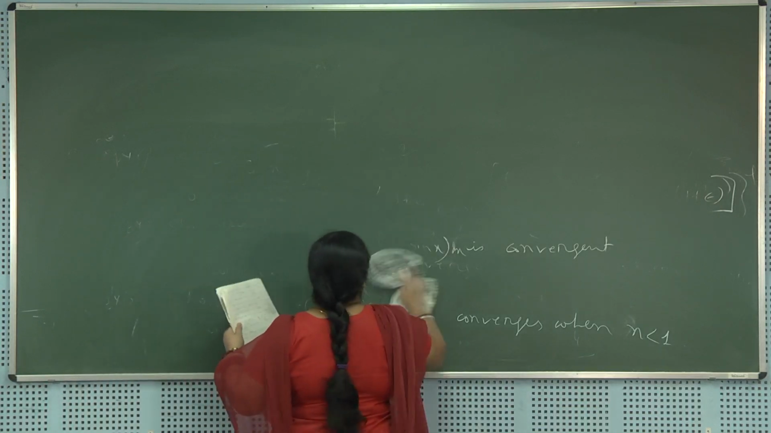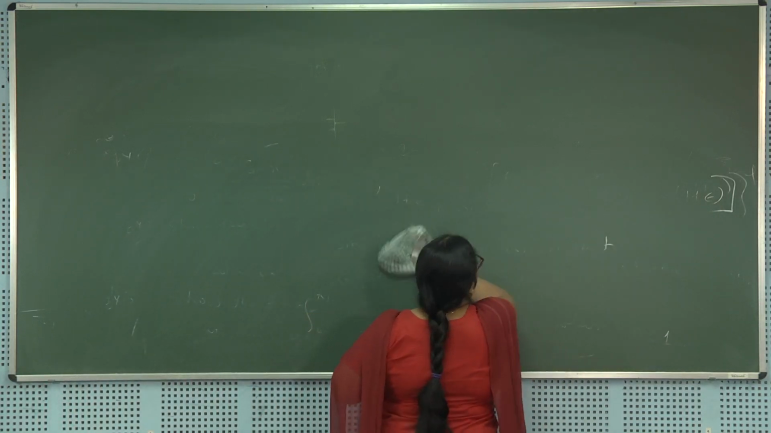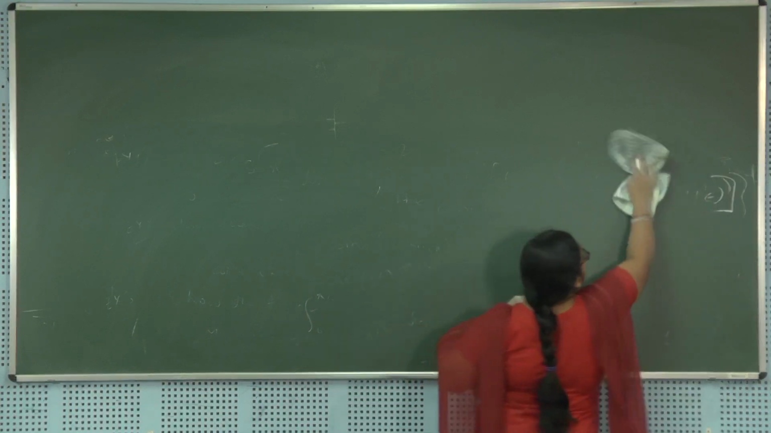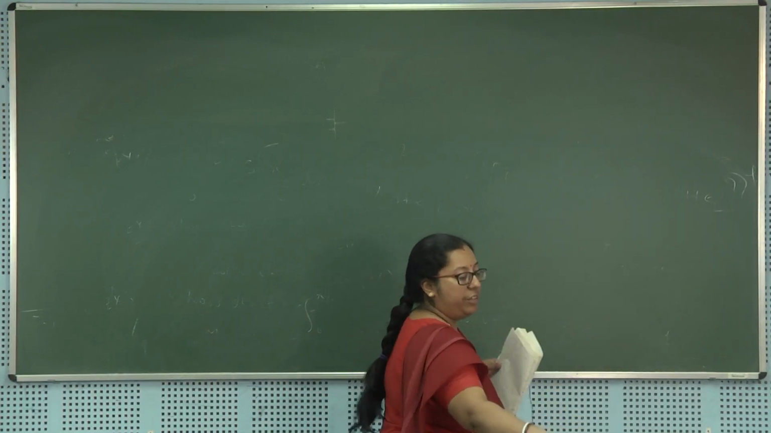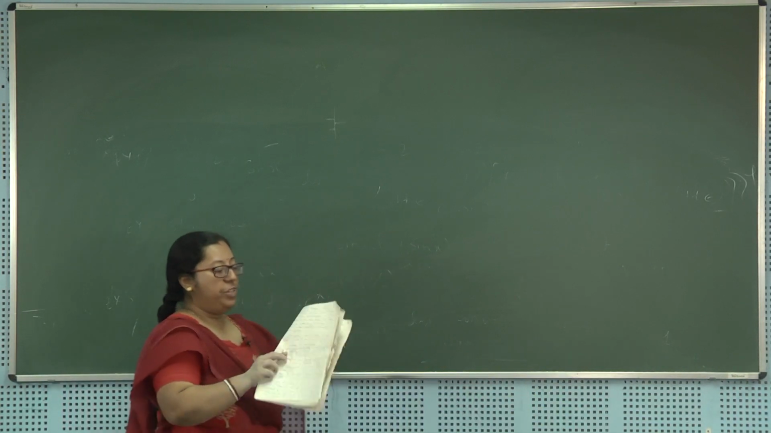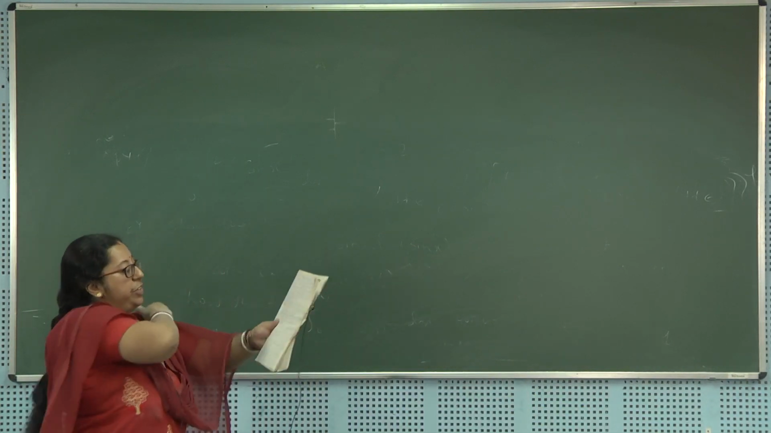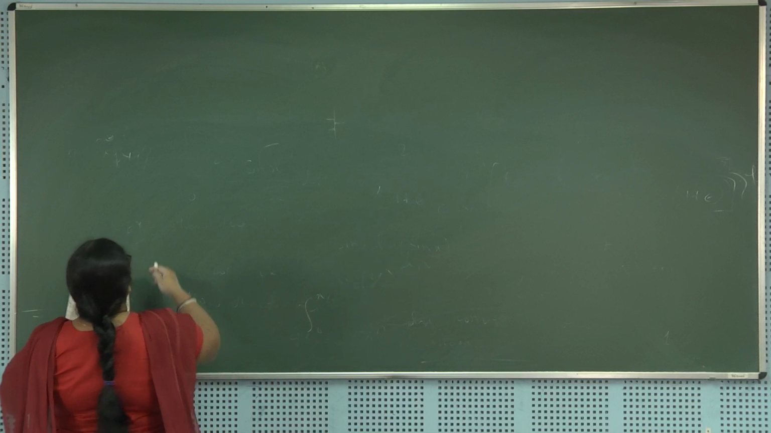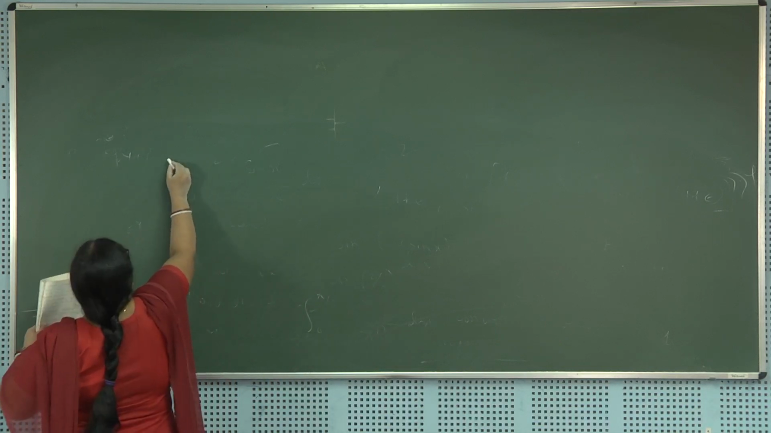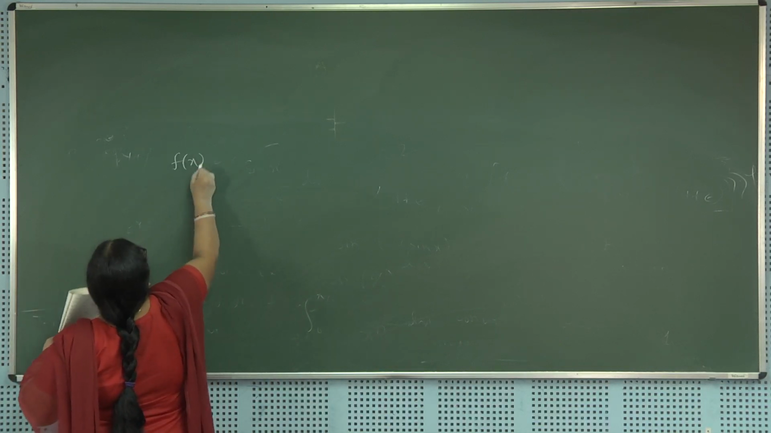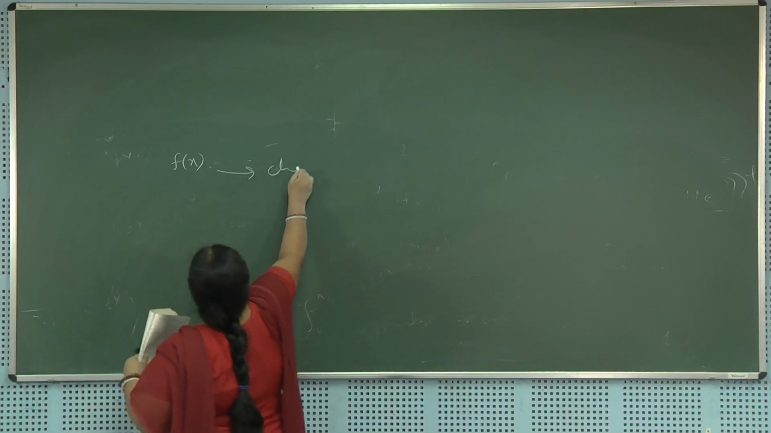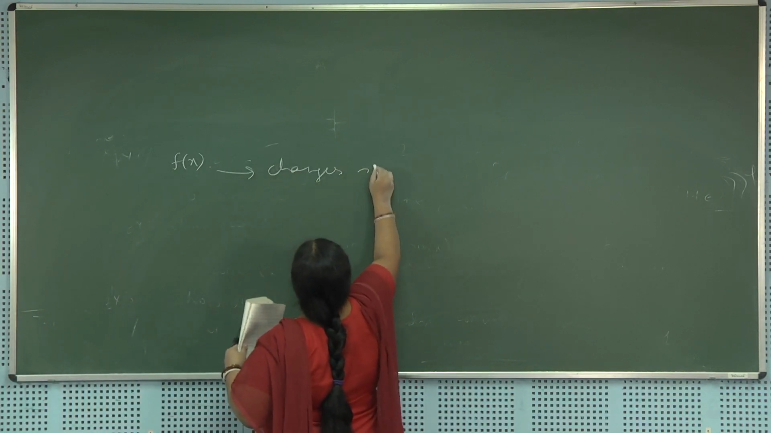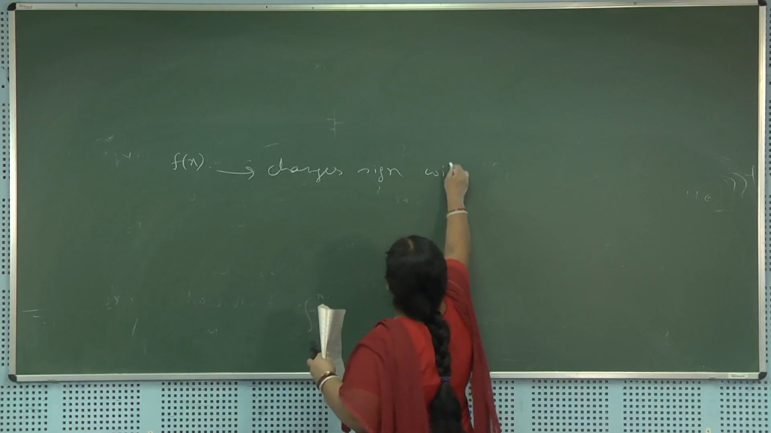Next, we will go for absolute convergence, that is when your function changes sign within the interval. Up till now we have done functions which do not change sign. Now, we will come to functions which change sign. So, we will see what will happen. Here your function f(x), or integrand f(x), changes sign within the range of integration.